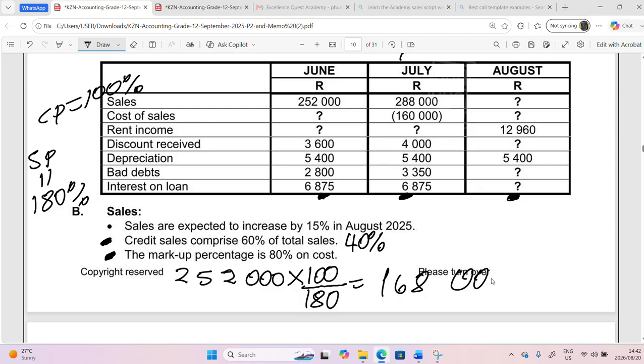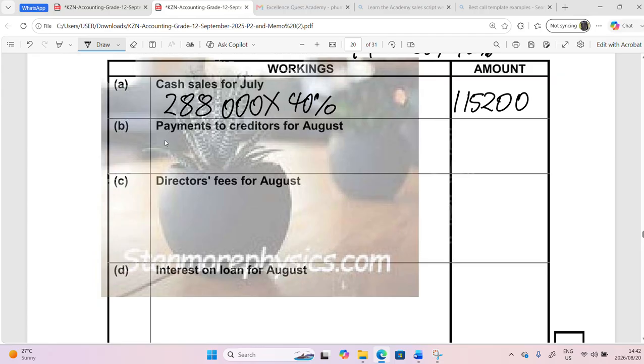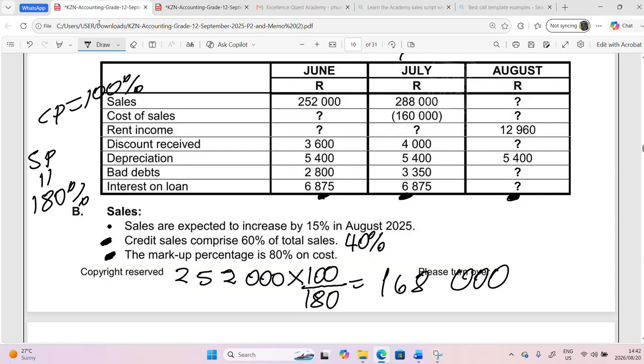So I'm getting 168,000. Okay, so this 168,000, actually we need to show those calculations to say we are taking 252,000, we are multiplying by 100 divided by 180, then we have 168. This is the cost of goods, 168,000. This 168,000, guys, remember they said inventory we buy on credit.